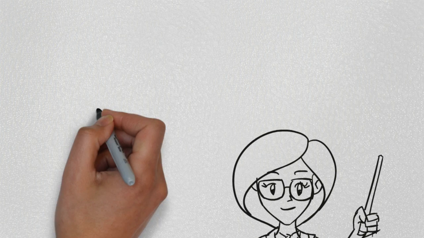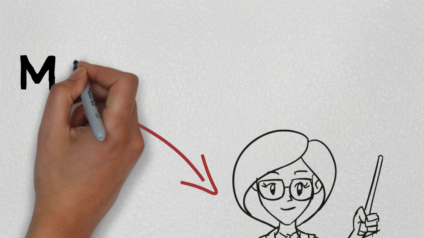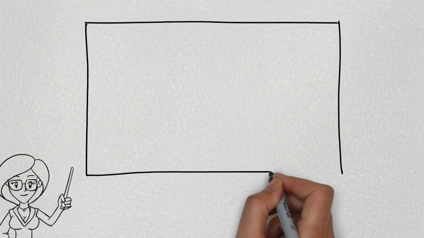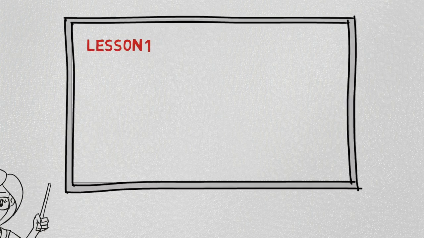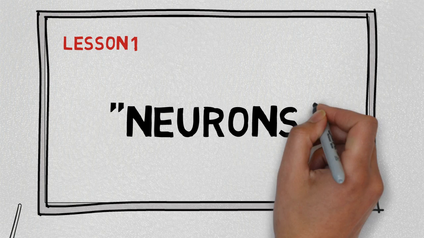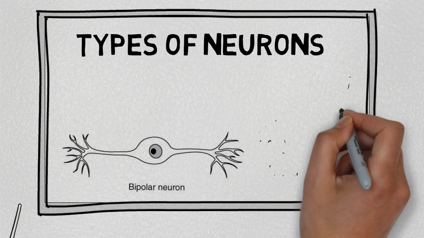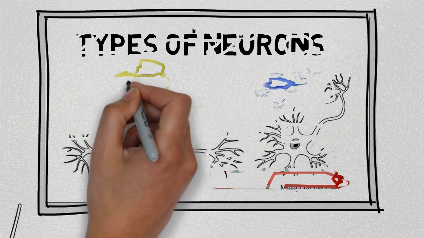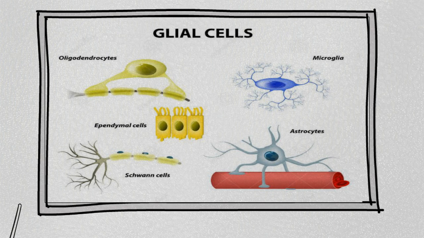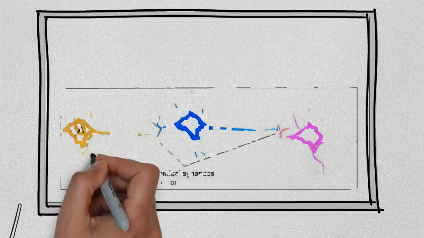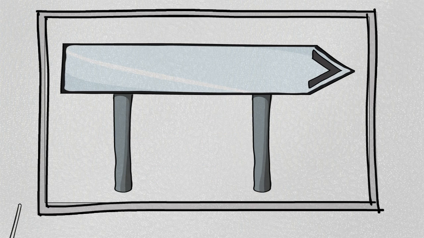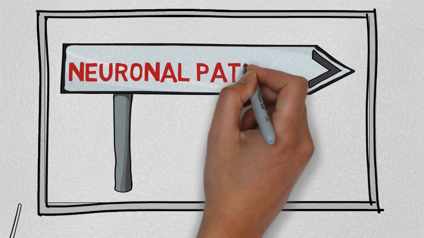Our professor used to say learning the details is important in being an SLP. Therefore, we started with the most basic in neuroanatomy, the neurons. We learned about the types of neurons based on their structure, such as bipolar and multipolar neurons. We learned the different supporting cells, how neurons connect and communicate with each other, and the different neuronal pathways.